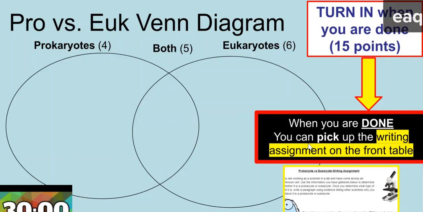That's the end of our notes. You are going to continue on to do the pro versus eukaryotic Venn diagram. Feel free to reference back to the slides or the video to help you complete it.